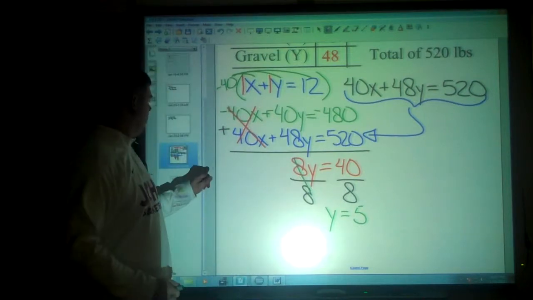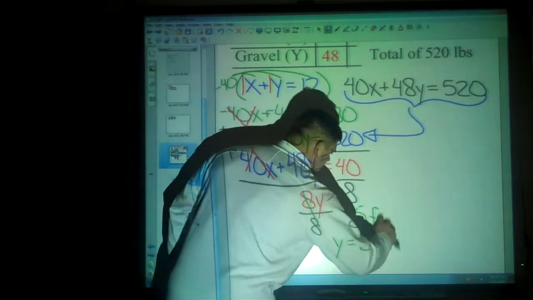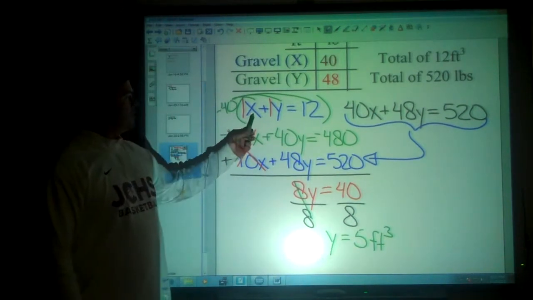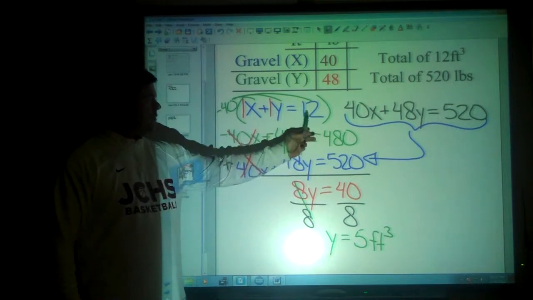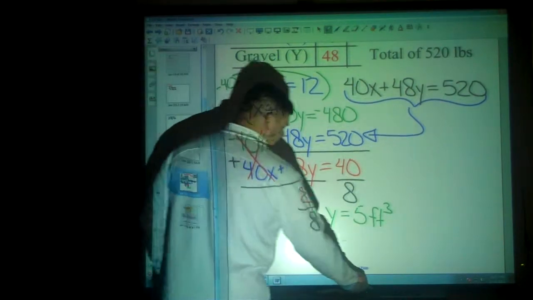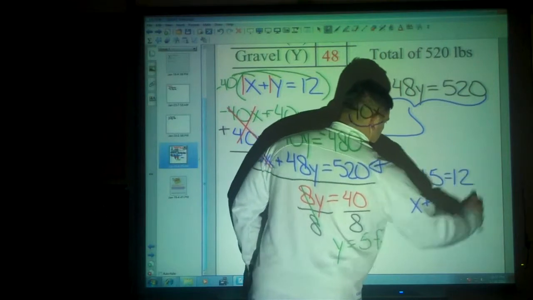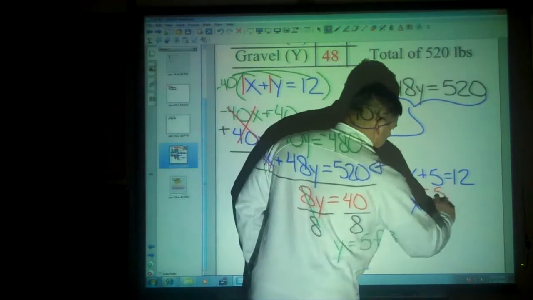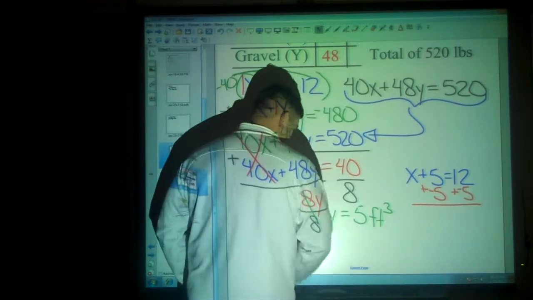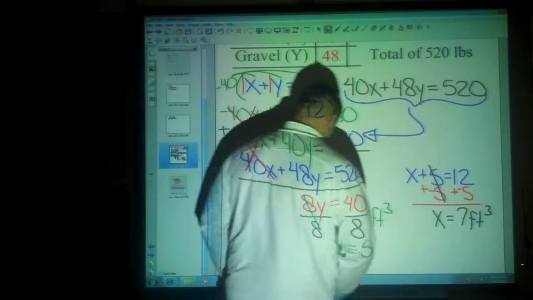Now y represents the cubic feet. So we have 5 cubic feet of gravel Y. That should make it very easy to solve for X, because if you put 5 right here and subtract 5 from both sides, you're going to get X equals 7. So we can solve that, X plus Y. So X plus 5 is equal to 12. Subtract 5, or plus negative if you'd rather, and you end up with X equals 7 cubic feet.